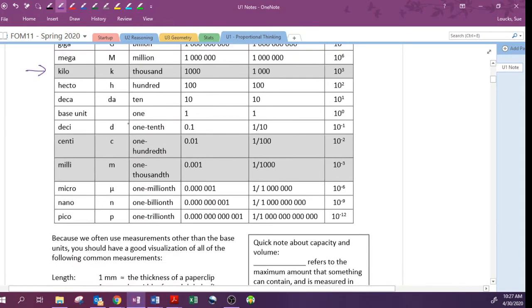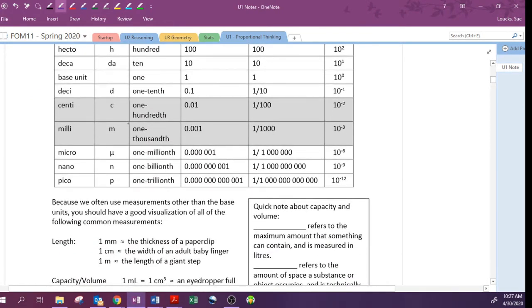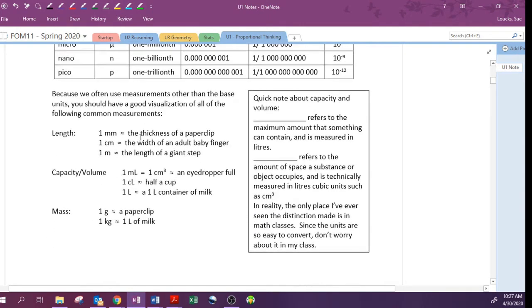Because we often use measurements other than the base unit, here are some other visualizations for what common measurements are. A millimeter is about the thickness of a paperclip. A centimeter is about the width of an adult baby finger. A meter is a giant step.